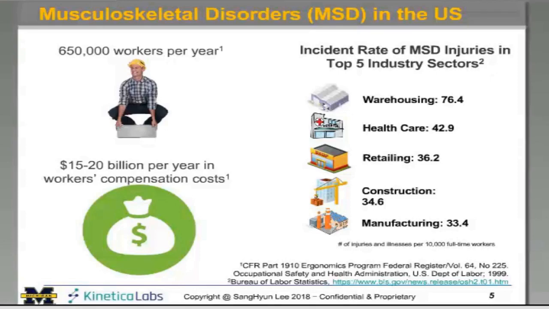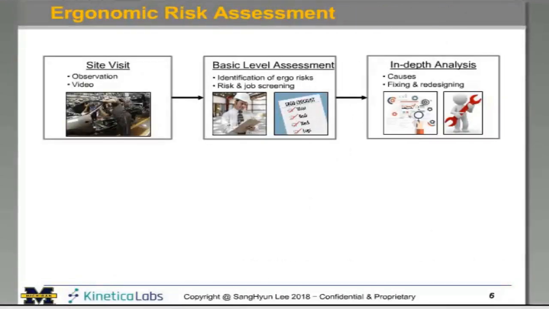Okay, so I don't think I need to repeat the importance and the seriousness of musculoskeletal disorders in the United States. Many workers suffer from them, and a lot of money is spent to remedy this situation. One of the things that we do to address musculoskeletal disorders is ergonomic risk assessment.